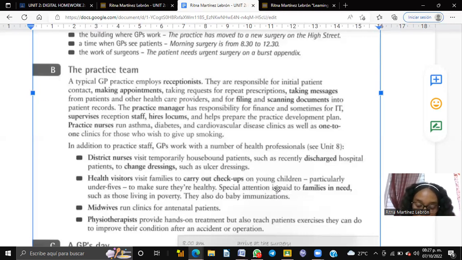Los visitadores sanitarios visitan a las familias para realizar chequeos a los niños pequeños, en particular menores de 5 años, para asegurarse de que estén sanos. Se presta especial atención a las familias necesitadas como las que viven en la pobreza. También vacunan a los bebés. Las parteras administran clínicas para pacientes prenatales. Los fisioterapeutas brindan tratamiento práctico, pero también les enseñan a los pacientes ejercicios que pueden hacer para mejorar su condición después de una lesión u operación.